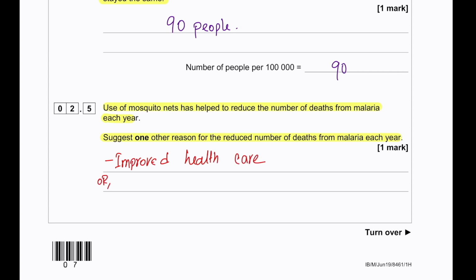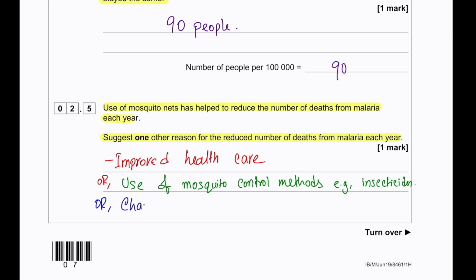So since there is improved healthcare, there will be cheaper treatments, cheaper vaccination, and less people are likely to die. And then use of mosquito control methods, for example using insecticides or repellents, or in general people's awareness and change in behavior to avoid being bitten by mosquitoes, knowing that mosquitoes can cause malaria in the general population, can also reduce the number of deaths from malaria each year.